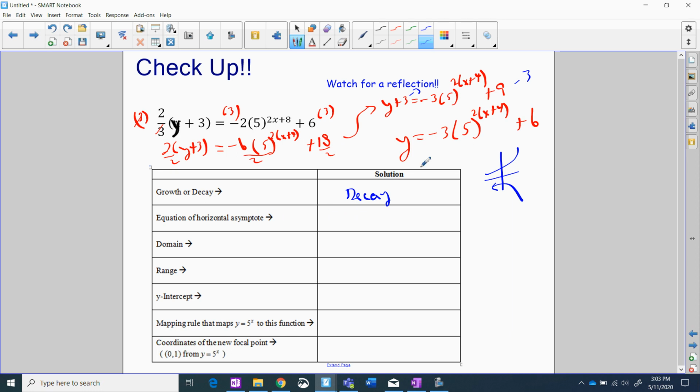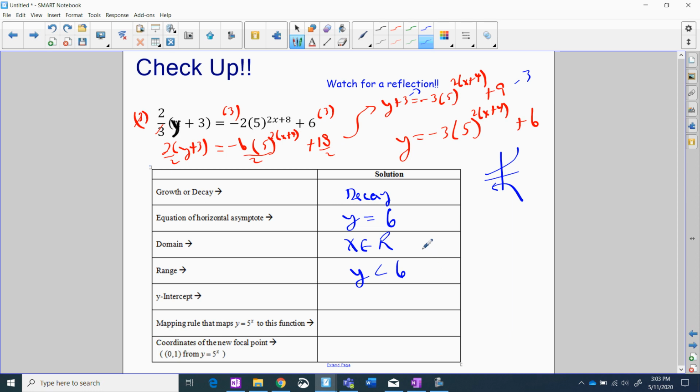Horizontal asymptote. Easy enough. When you get it to here, it's y equals 6. The domain, there's your freebie, it's always all real numbers. The range. Normally the y values are always above the asymptote, but because of this reflection in the x-axis, you can see my demonstration here, it's going to flip it. All the y values now are going to be lower than the horizontal asymptote.